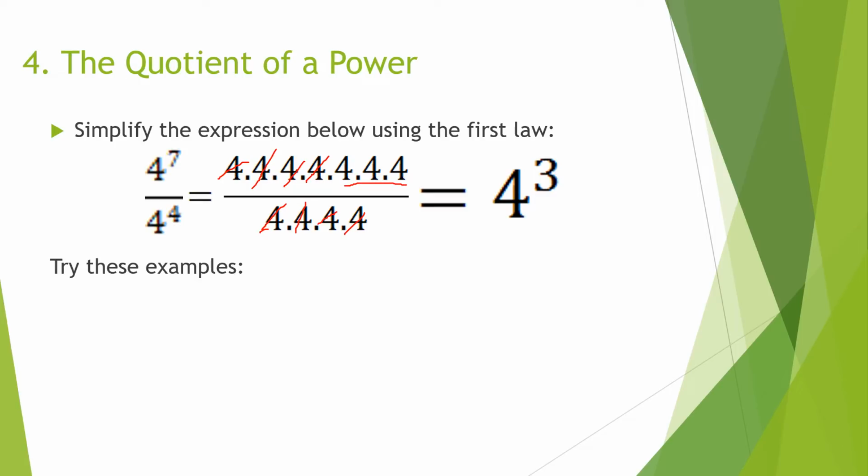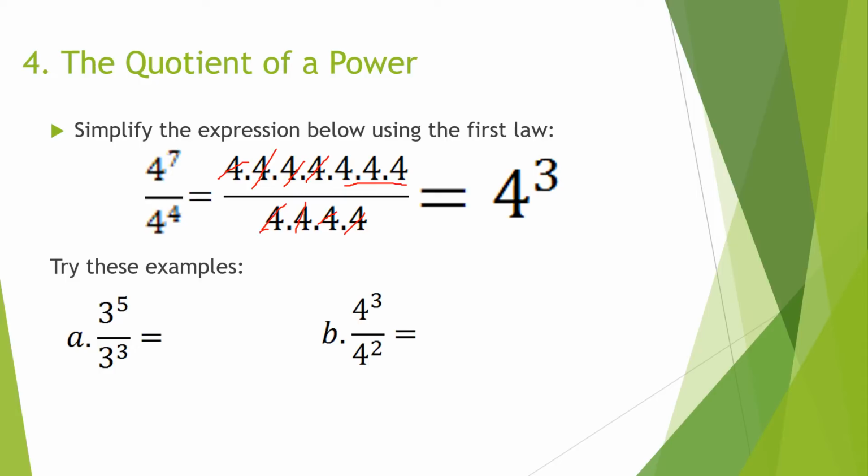Okay, next, let's try this example. What do you think is the result when we divide 3 raised to 5 over 3 cubed? So let us again expand. If we expand that, we will have 3 times 3 times 3 times 3 times 3, over 3 times 3 times 3, and then we will cancel. But there is a shorter way for us to answer.